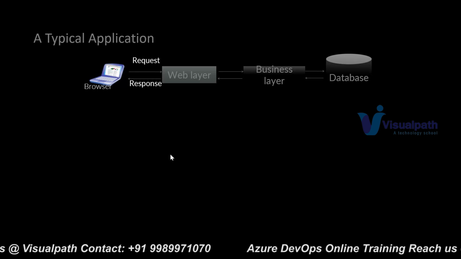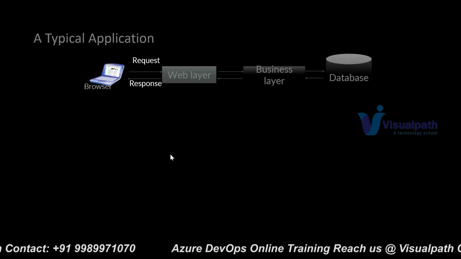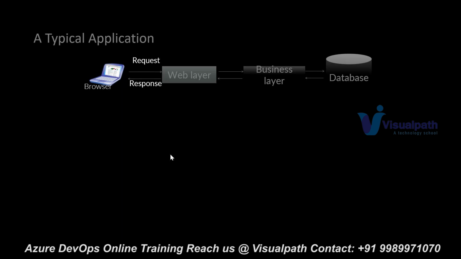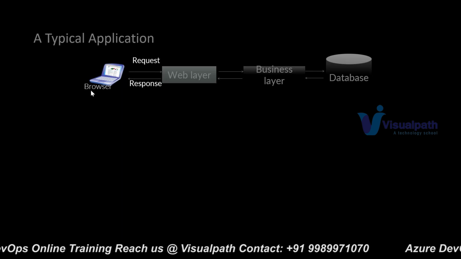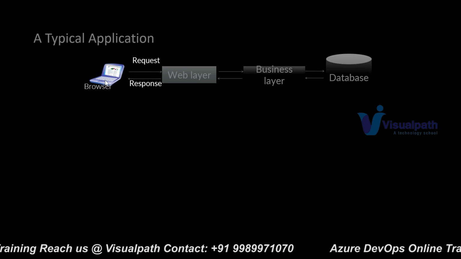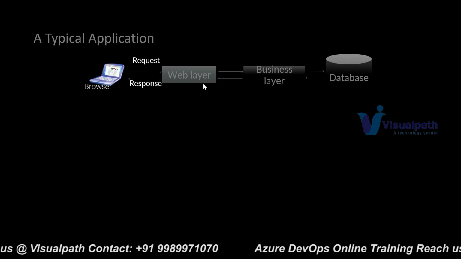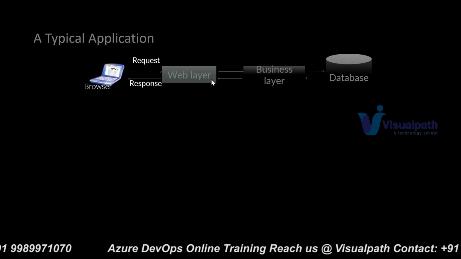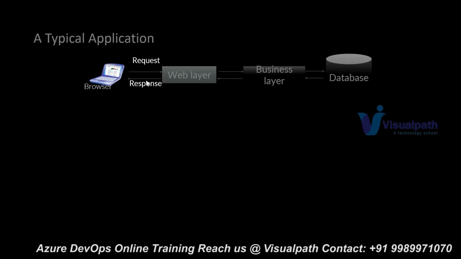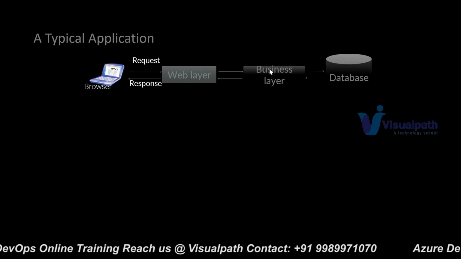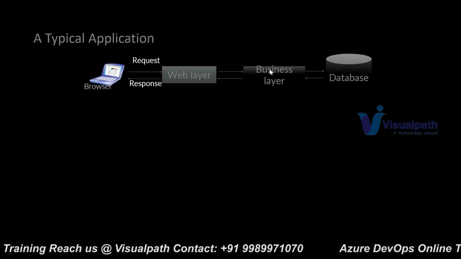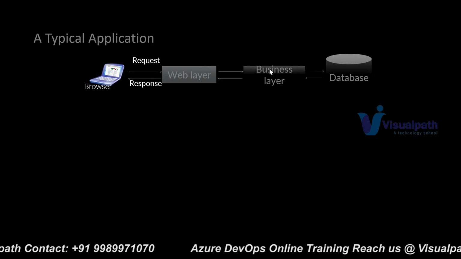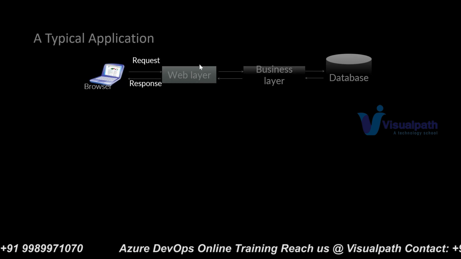This is how it looks in general in many of the applications we see, whatever the language it is developed in or whatever the framework or technology it is using. You have a user, which we call a browser, and the request goes to the web application, or front end or UI, which is the web layer where the request initially gets in. Then it goes to the business layer to get the business logic calculations done. And then the next thing is the database, where it fetches or saves the data.